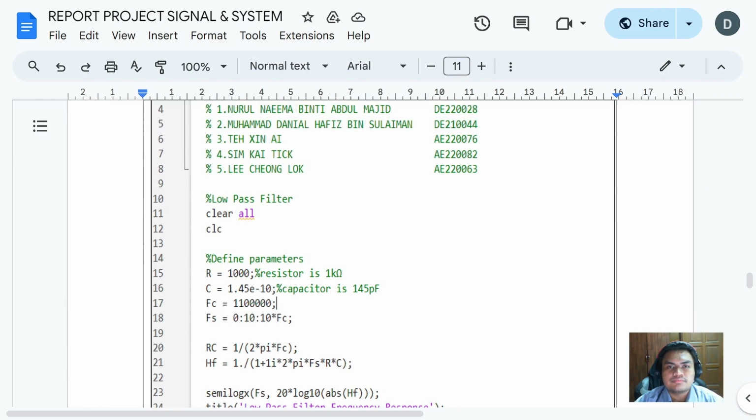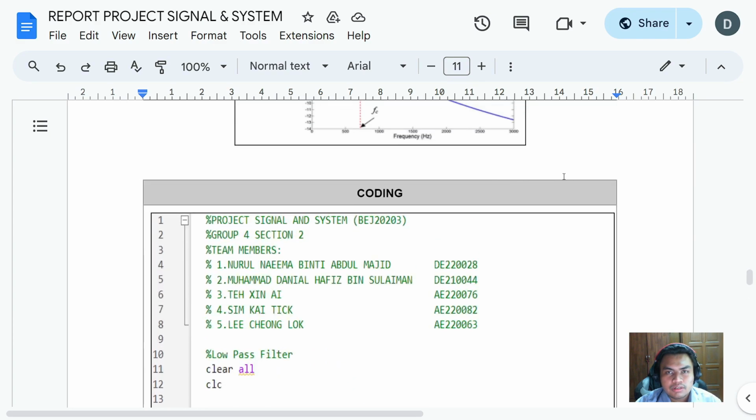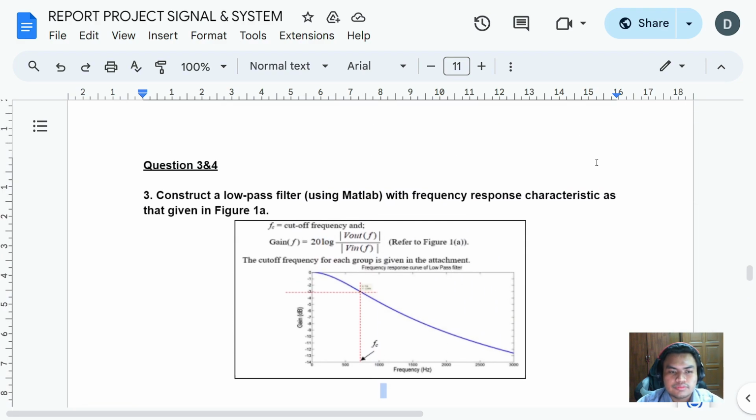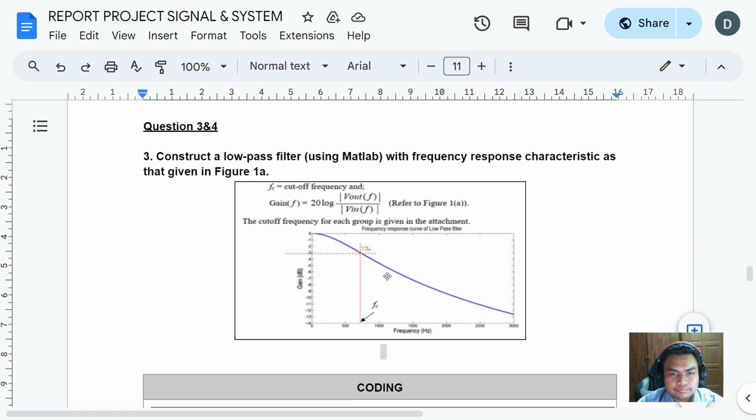Assalamualaikum warahmatullahi wabarakatuh. My name is Muhammad Danial Hafiz bin Sulaiman, DE21004. I will continue the project, which is for questions 3 and 4. For question 3, construct a low pass filter using MATLAB with the frequency response characteristic as given. This is the given low pass filter, so we need to replicate it using our own FC and FO.